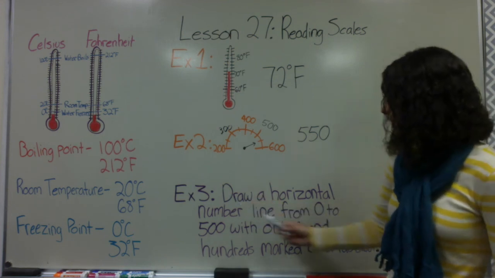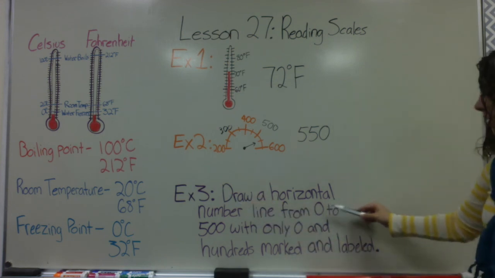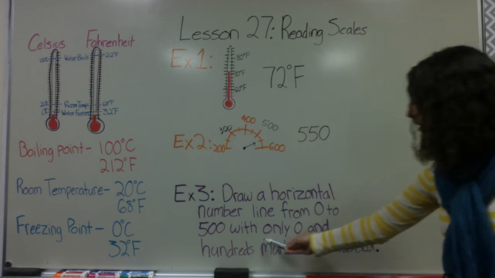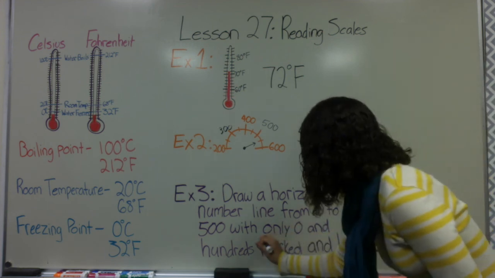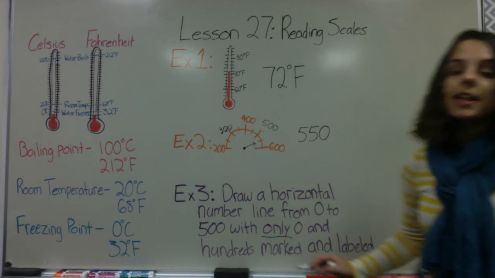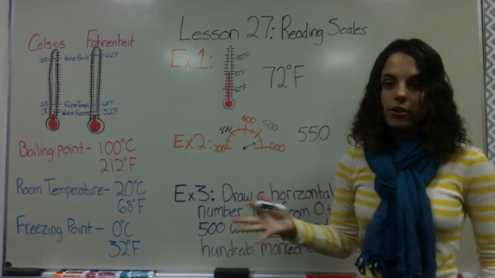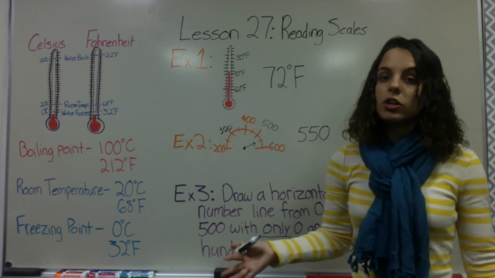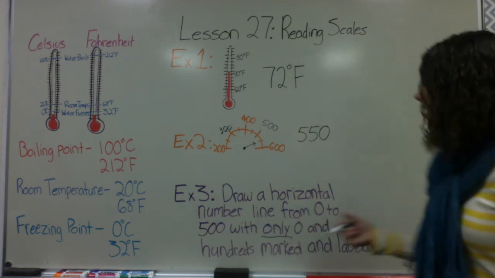Now example 3 says to draw a horizontal number line from 0 to 500 with only, keyword only, 0 and hundreds marked and labeled. That means 100, 200, 300, 400, 500. So those are your hundreds. Basically your multiples of 100 is what it's talking about.